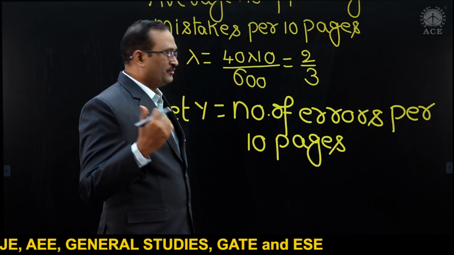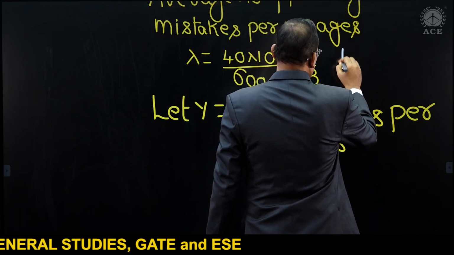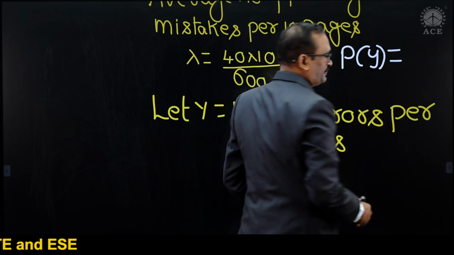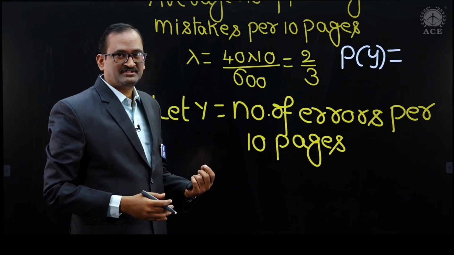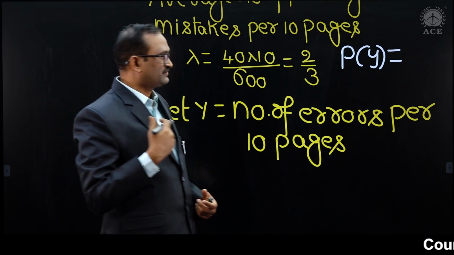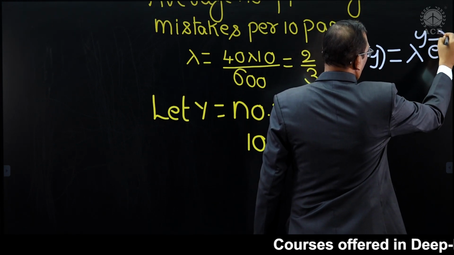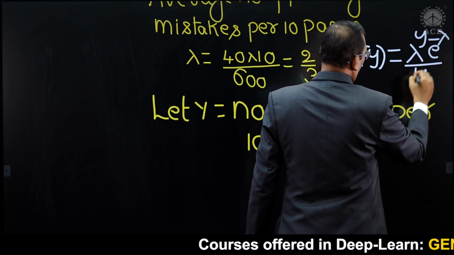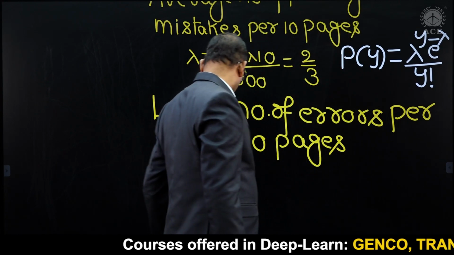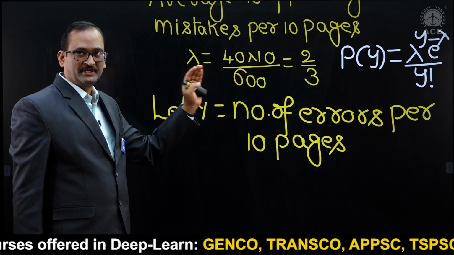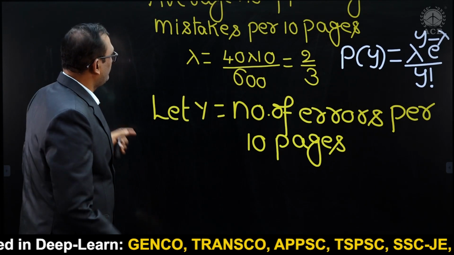If you can assume the Poisson distribution, P of X is equal to lambda power X into e power minus lambda by X factorial. P of Y is lambda power Y into e power minus lambda by Y factorial. So now let us assume Y is equal to number of errors per 10 pages. And what we were asked to find?